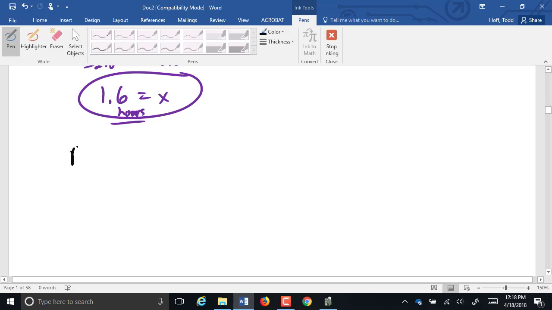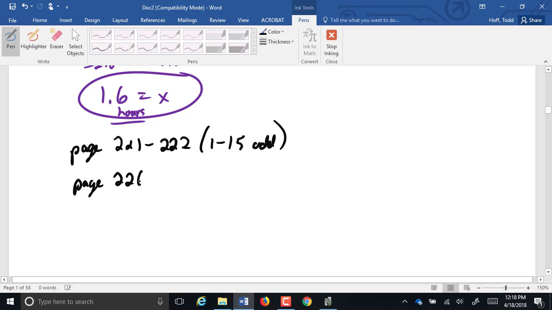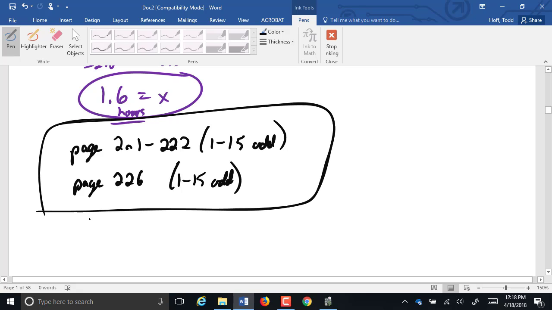For right now, I want you to look at some homework on page 221 through 222, 1 through 15, the odds, and also page 226, 1 through 15, the odds. So this is going to be on graphing and on just finding those slopes and stuff out of those equations.